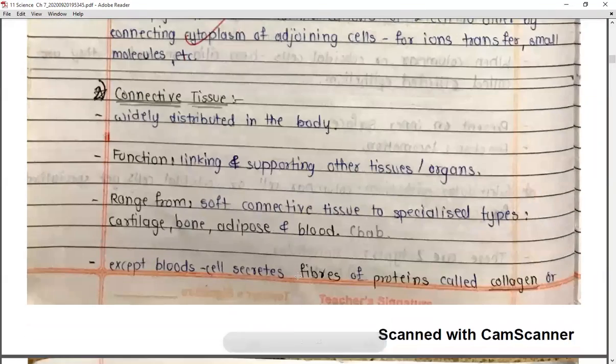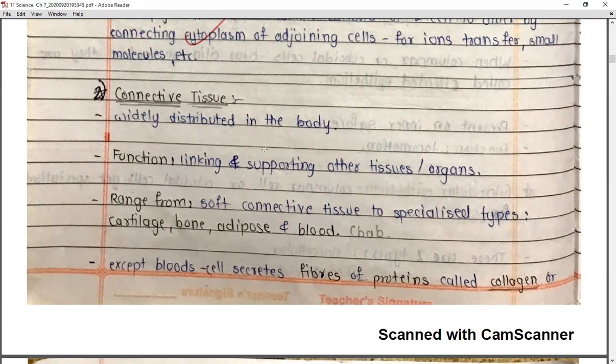The second type of tissue is the connective tissue. This type of tissue is widely distributed in the body. See, everywhere the blood is present, and for this reason, each and every part of your body contains what, the connective tissue. The function of this tissue is linking and supporting other tissues or organs. So the function of the connective tissue is to link the different types of tissues or organs, as well as supporting the tissues and organs of the body, right?